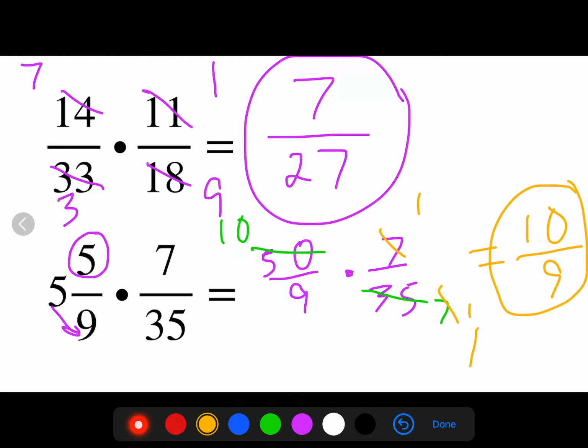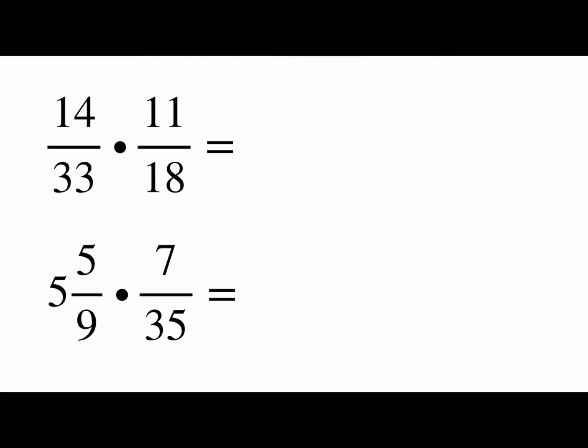I know some of you might be tempted to put 1 and 1/9, but don't, because mixed numbers stink. Leave it as a fraction. Okay, that's the idea of this. Do you think you understand it? Okay.